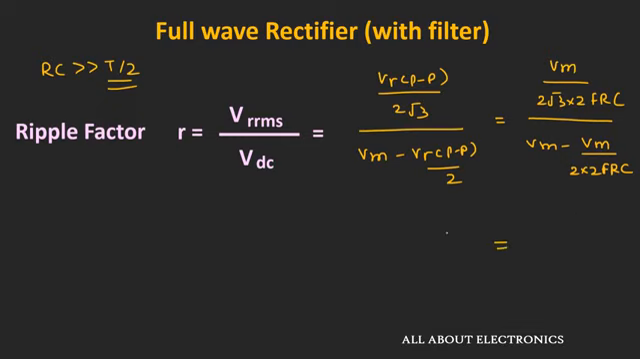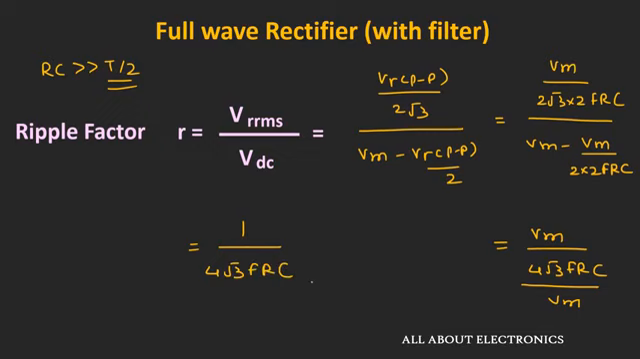So under this assumption, the second term can be neglected. So from this we can say that the ripple factor will be equal to Vm divided by 4 root 3 FRC divided by Vm. And if you further simplify it, then the ripple factor will be equal to 1 divided by 4 root 3 times F times RC. So in this way, we can find the ripple factor for the full wave rectifier whenever it is used with the RC filter. So I hope in this video you understood how to find the ripple factor for the full wave as well as the half wave rectifier.